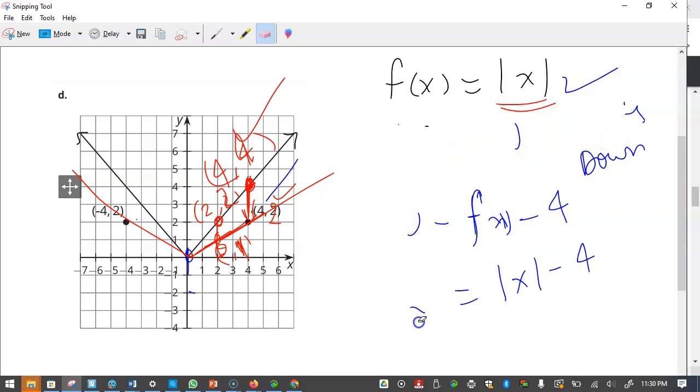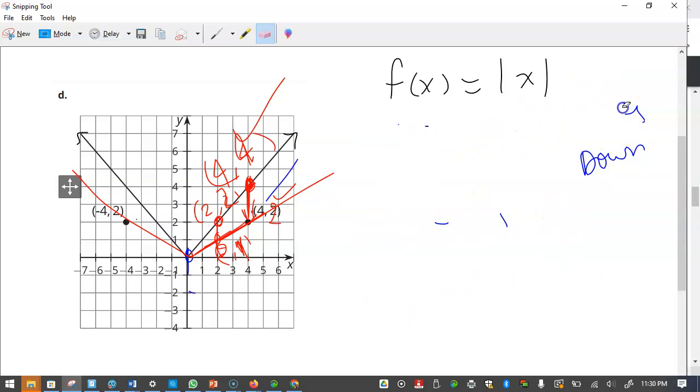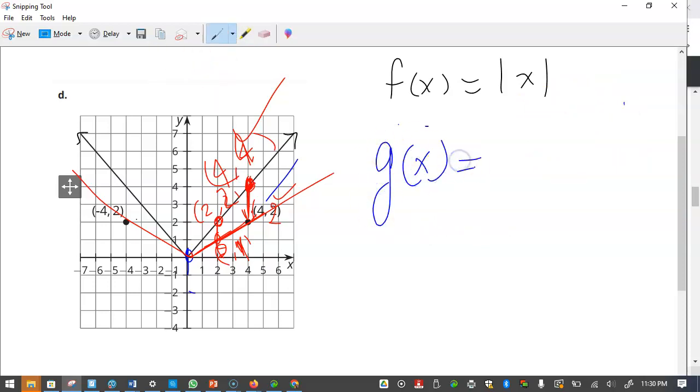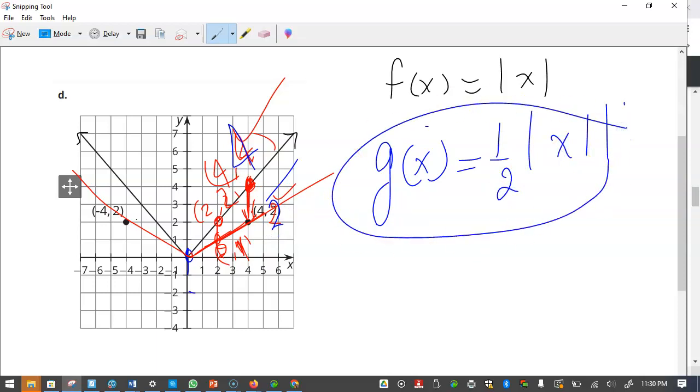This is one way to do it, but we can also write what's called vertical compression. What vertical compression means is you write g(x), where the output 4 is now 2. So that means it becomes half of the original function. See, this is such a beautiful way to describe this.